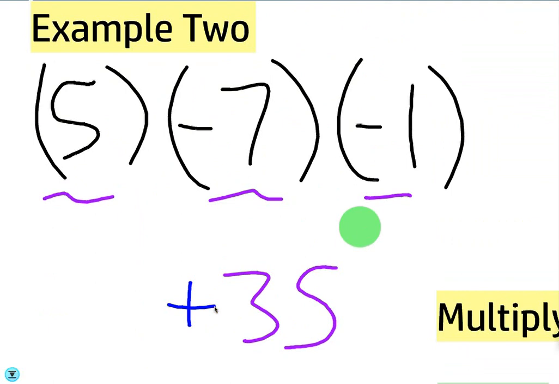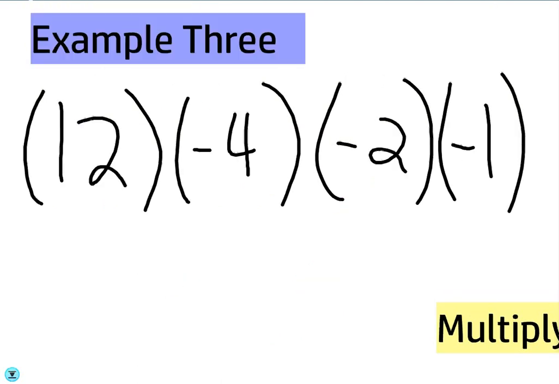Notice you basically have to do it in one step, because otherwise if you forget the sign, your answer is going to be wrong. But since we have an even number of negative signs, we knew the answer was going to be positive. Final example, we have 12 times negative 4 times negative 2 times negative 1.